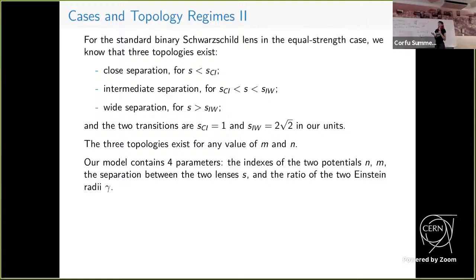Then I will show 3 separations, because we start from a wide separation and then I move these 2 lenses closer. So we have the wide separation, the intermediate separation, and the close separation. The separation is the distance between the 2 lenses.